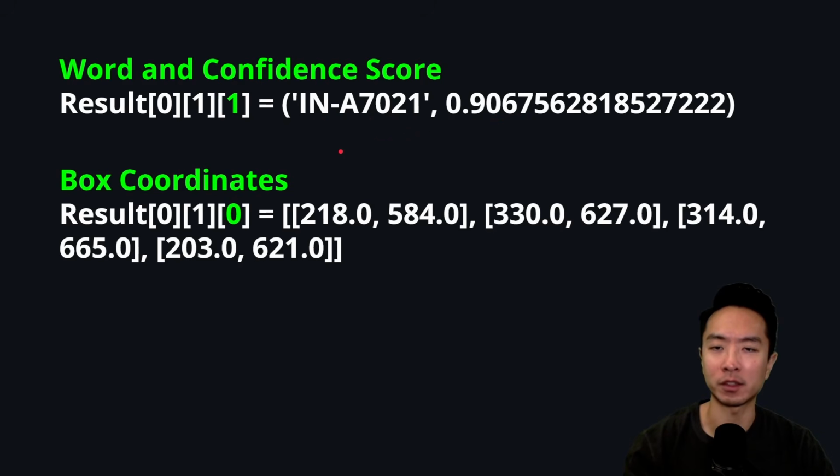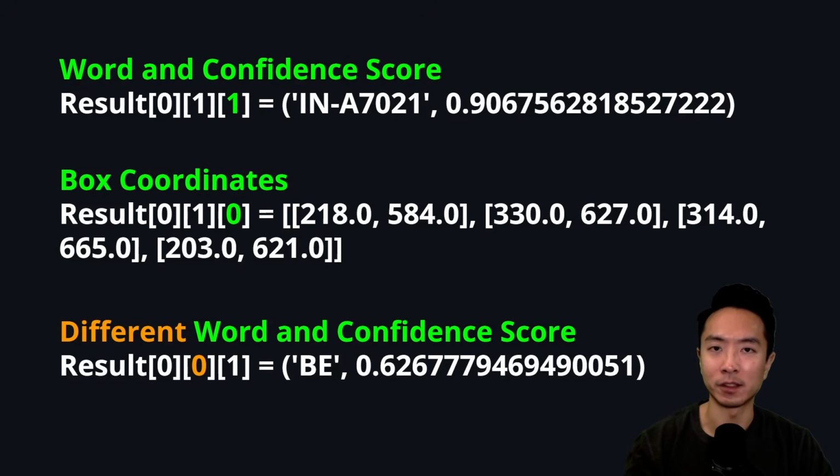And to get the box coordinates, we're going to change the third index to be 0 now. And you can see these are our XY coordinates for the 4 points of the box. So now if you want to access a different word, go ahead and modify the second index here. Now we're going from a 1 to 0.